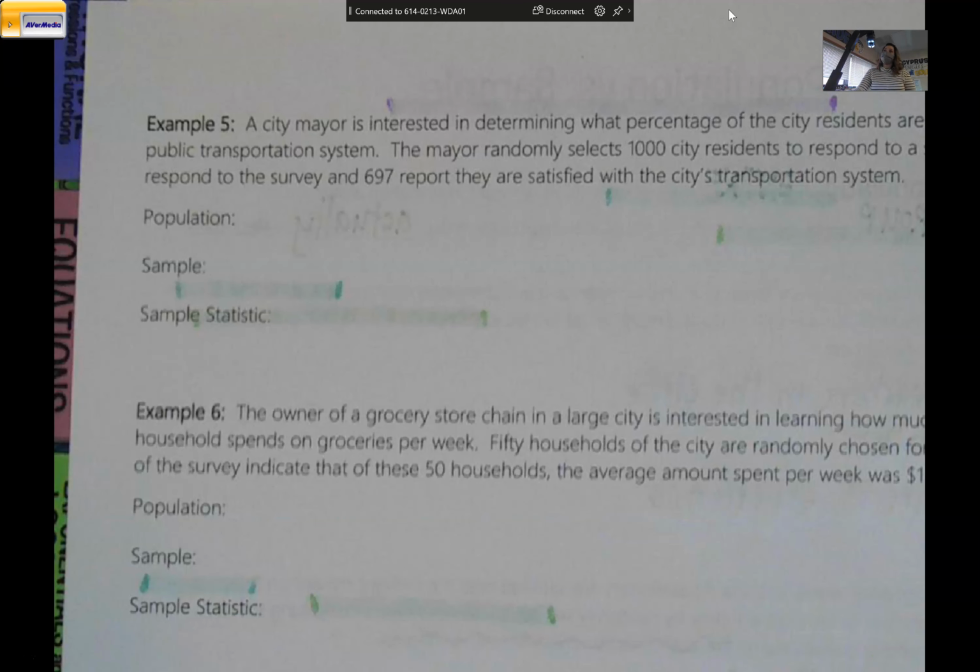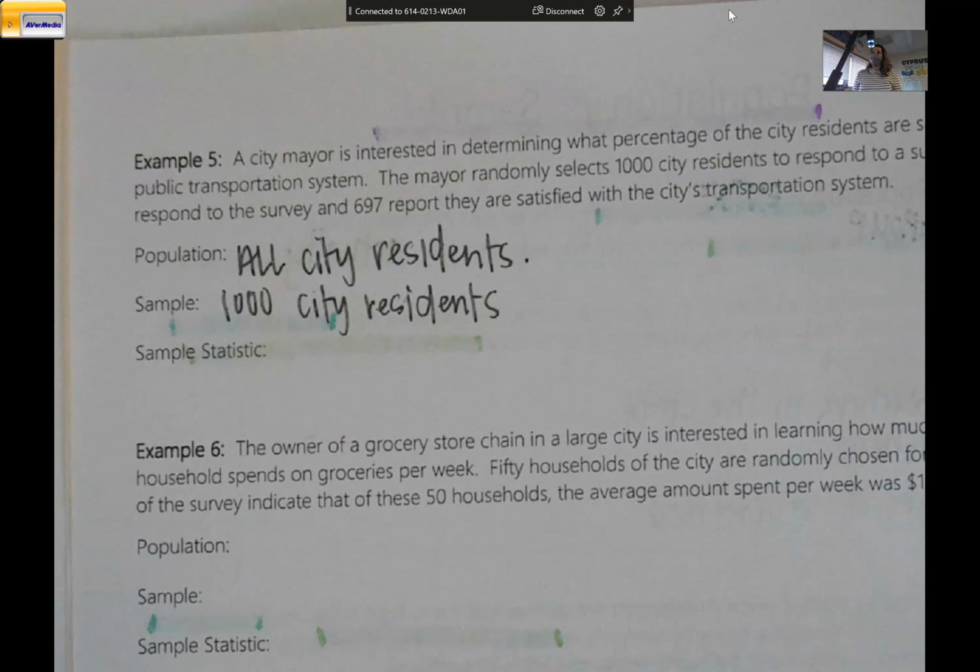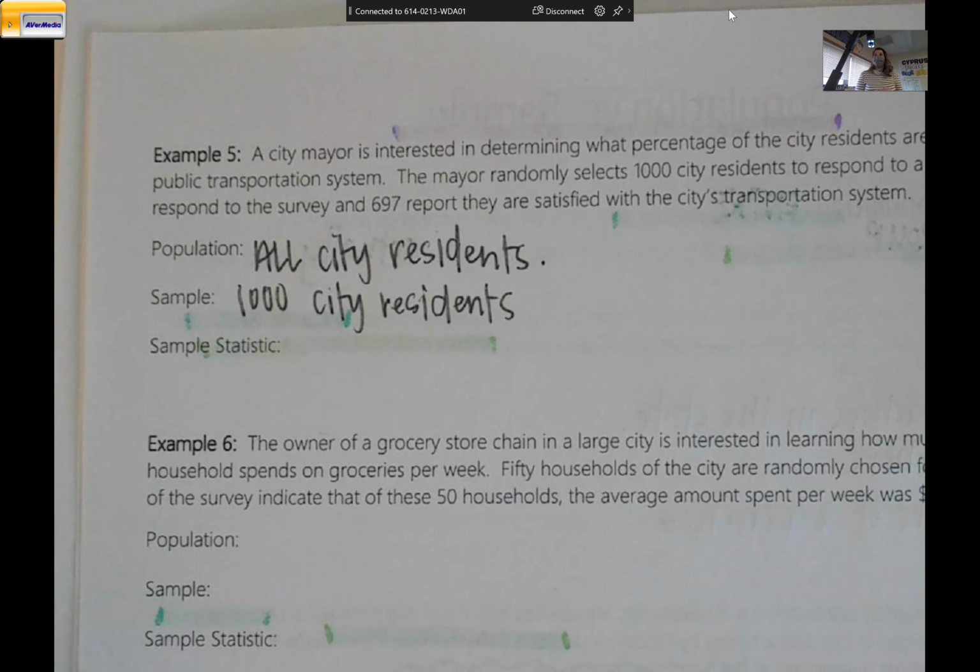Okay, so population is all city residents. Your sample is the 1,000 city residents that were selected. So all city residents, 1,000.